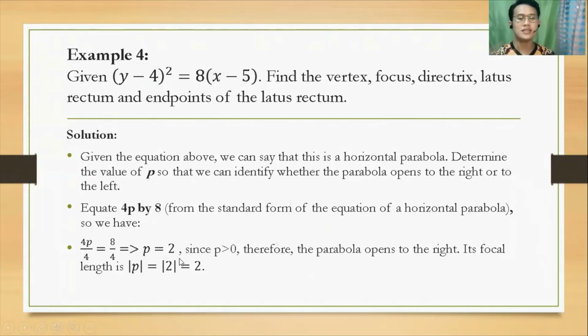Okay, for the solution, it's very detailed here. Given the equation above, we can say that this is a horizontal parabola. Determine the value of p so that we can identify whether the parabola opens to the right or to the left. Equate 4p to 8. As you can see, the number here is 8, and that's our 4p. So we have 4p = 8. Divide both sides by 4 to find the value of p. 8 over 4 is 2, so p = 2. Since p is greater than 0, the parabola opens to the right. And its focal length is 2, found by taking the absolute value of p.